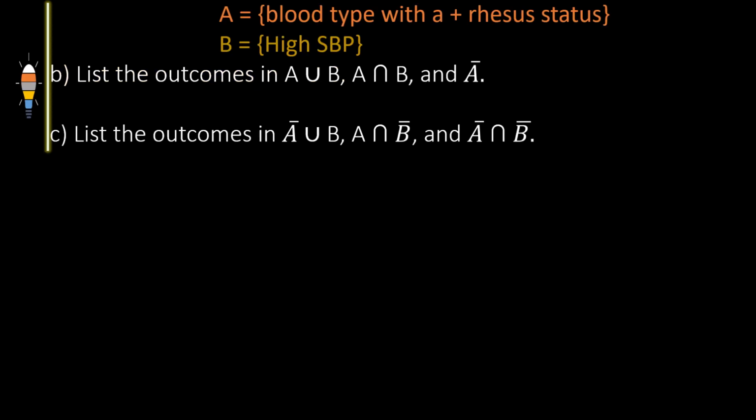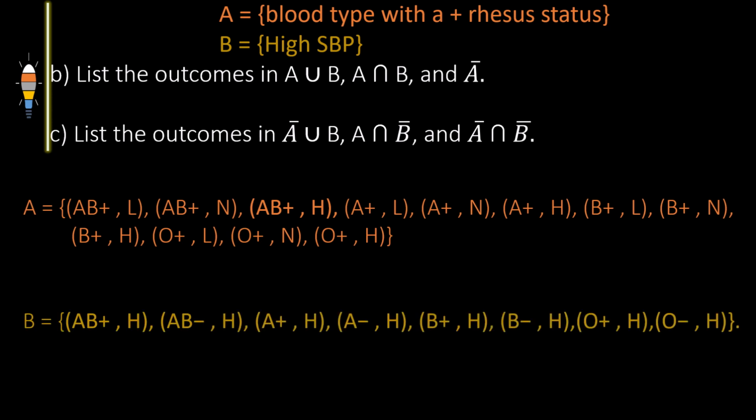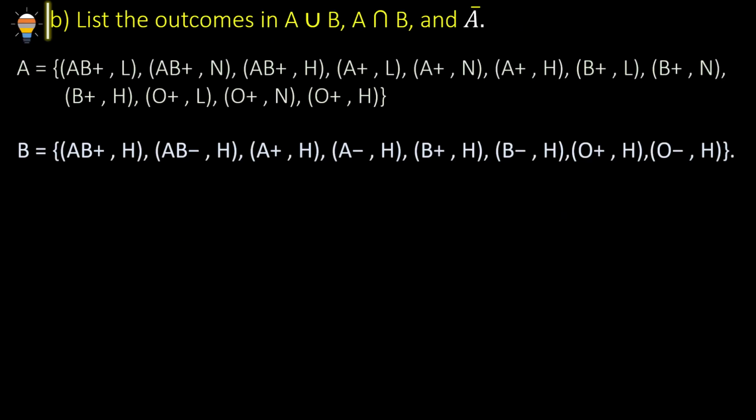Now let me define events A and B. A considers only positive blood types. Therefore this is the event A. Then B, high blood pressure. So we consider only high blood pressure. Therefore, this is the event B. Now, go to part B.